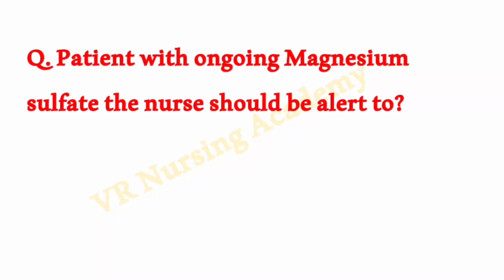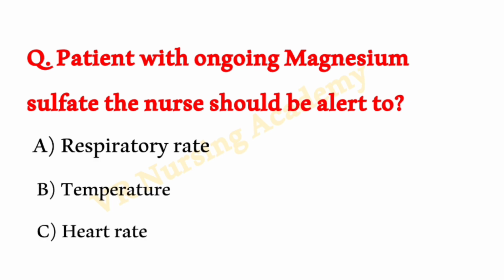Next question. Patient with ongoing magnesium sulfate, the nurse should be alert to? Option A. Respiratory rate. B. Temperature. C. Heart rate. Which correct answer is? Option A. Respiratory rate.